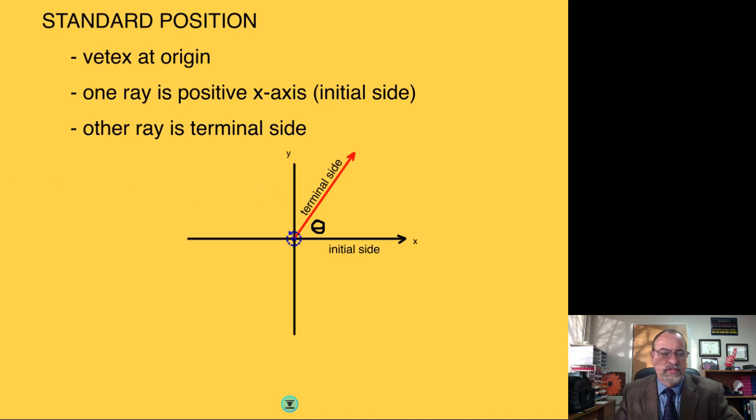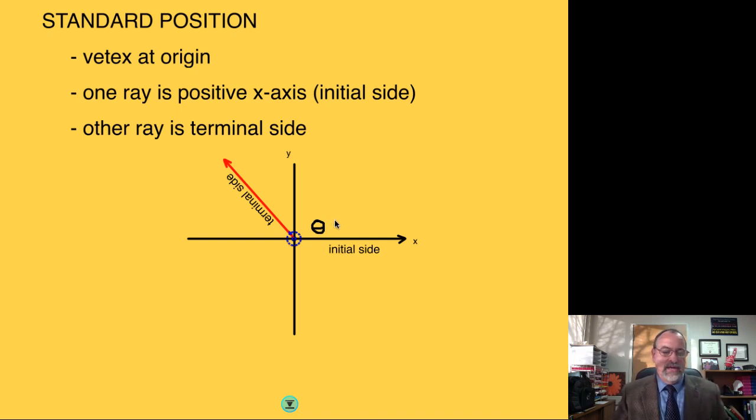And if it stops where this ray stops on the quadrant, that's that quadrantal angle, or that pi over 2 angle. So this angle that's created from the initial side to wherever the terminal side stops, that's the theta that we're interested in, and that's the measure of the angle that we're interested in. This is the Greek letter theta, and we use it as the variable for an angle when we're talking about trigonometry or in mathematics.